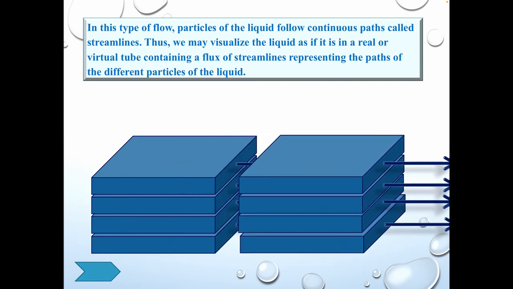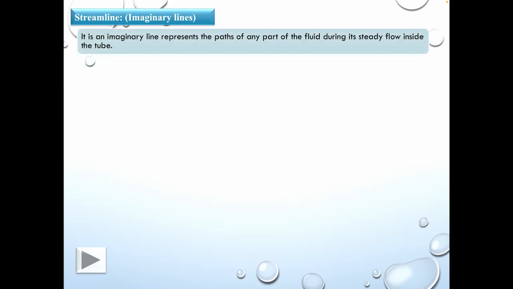Look at this movement. Streamline: imaginary lines. A streamline is an imaginary line representing the path of any part of the fluid during its steady flow inside the tube.